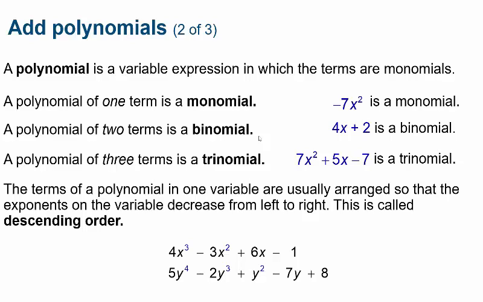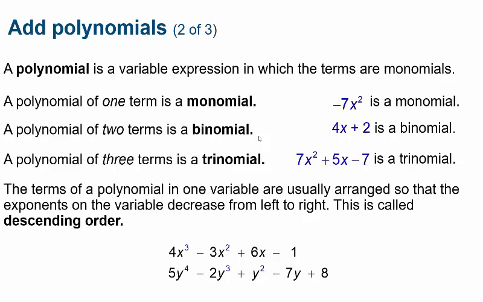A polynomial is an expression in which the terms are all monomials. A polynomial of one term is just called a monomial. A polynomial of two terms is called a binomial, for example 4x plus 2. A polynomial of three terms is a trinomial, like 7x squared plus 5x minus 7. This is a trinomial because it has three terms.